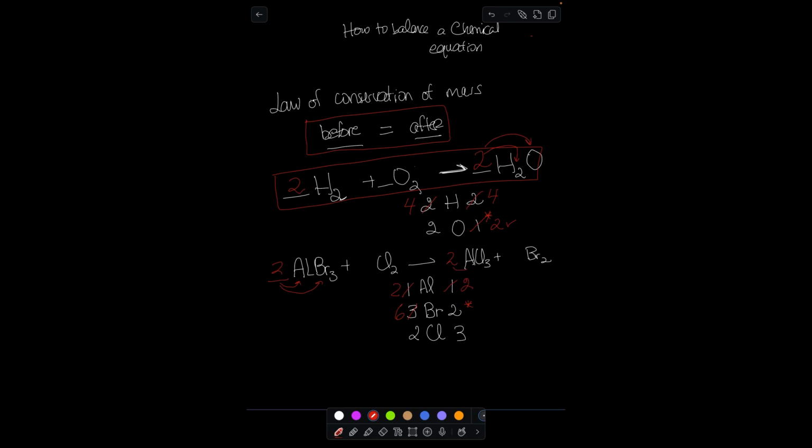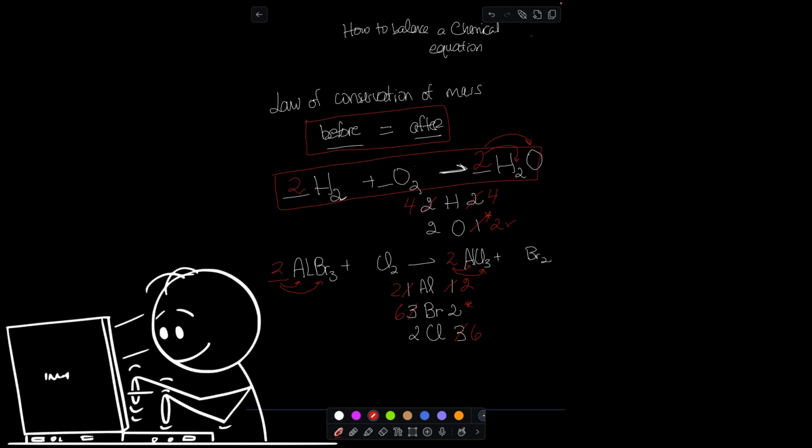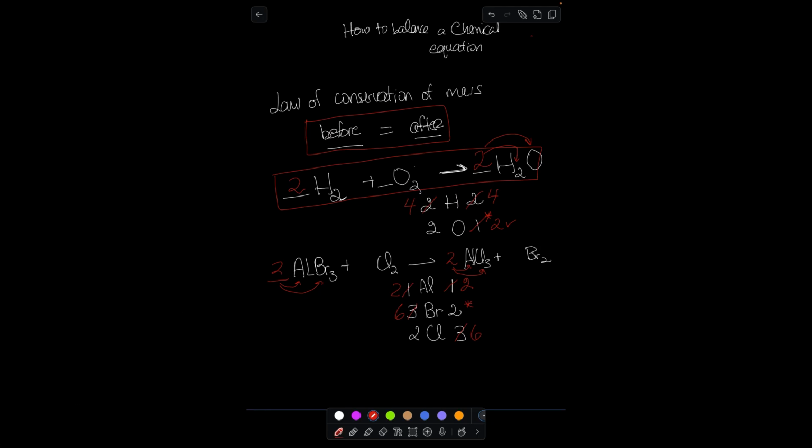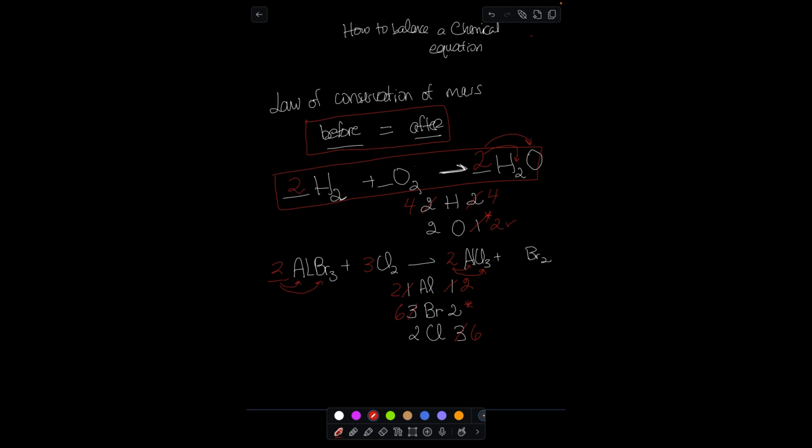But what have we also consequently created? You guessed it, 6 chlorine. So now we have 6 chlorine. So how do we fix that? Well, we can look on the left side. We have 2 chlorines already. 2 times what would give me 6? That's right. If I put a 3, I would have now 6 chlorine on the left side.